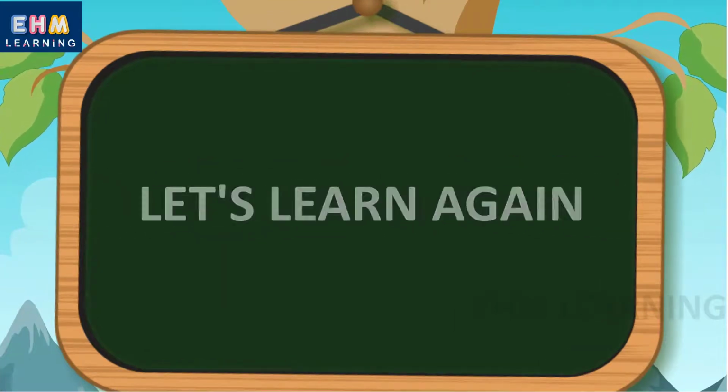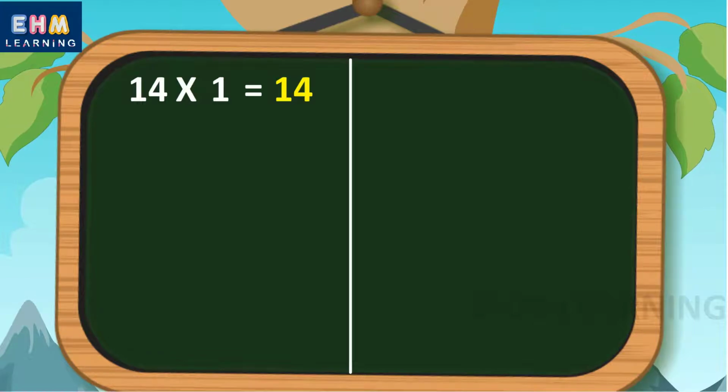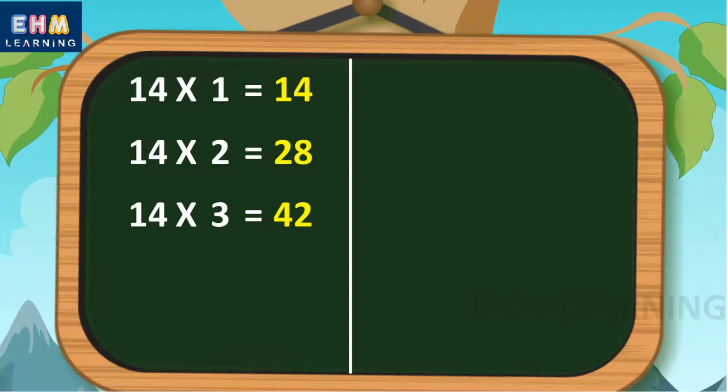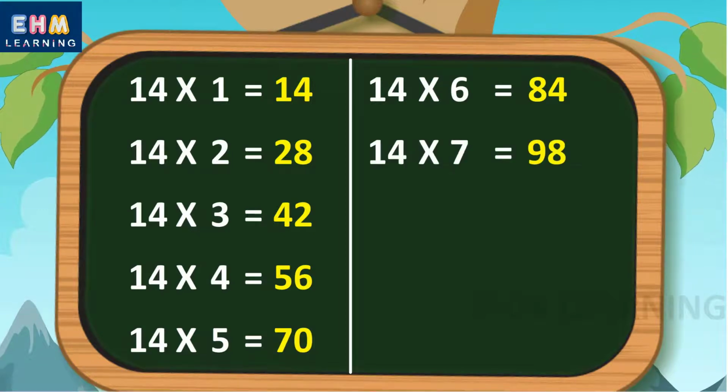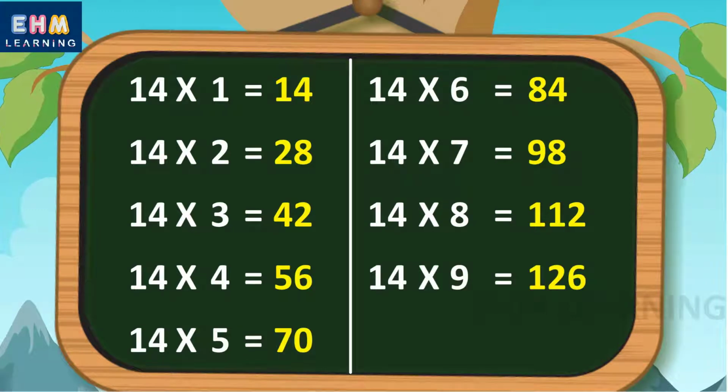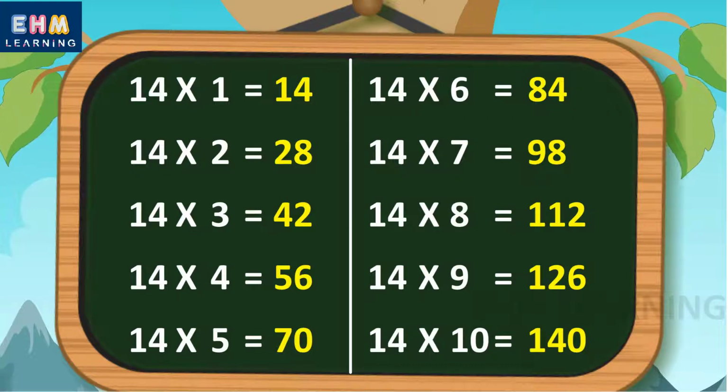Let's learn again. 14 ones are 14. 14 twos are 28. 14 threes are 42. 14 fours are 56. 14 fives are 70. 14 sixes are 84. 14 sevens are 98. 14 eights are 112. 14 nines are 126. 14 tens are 140.